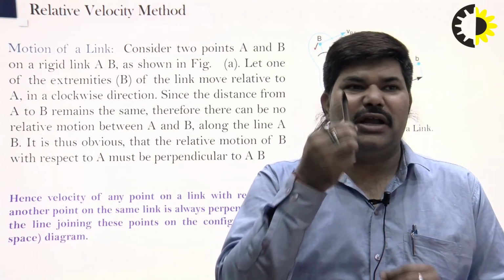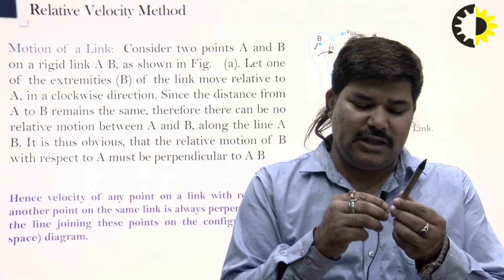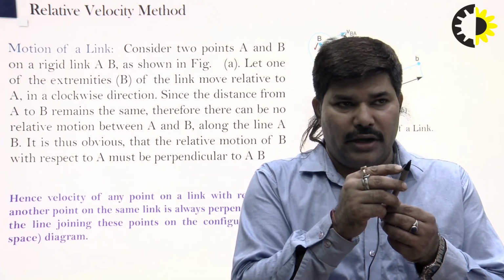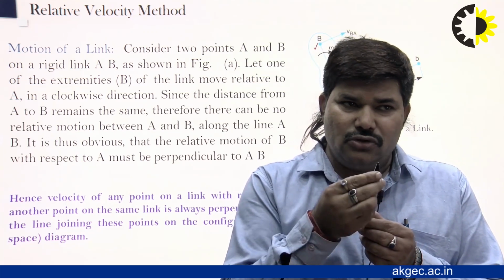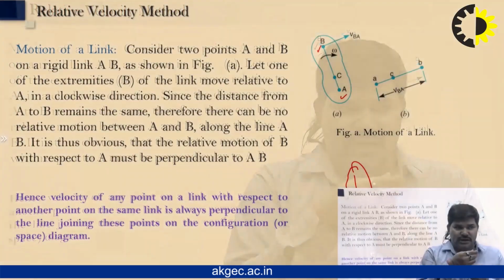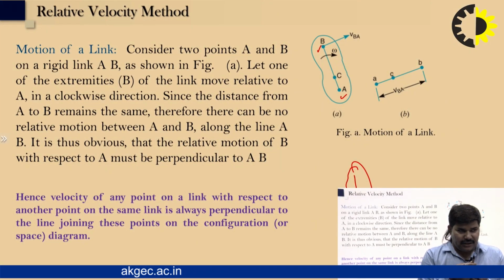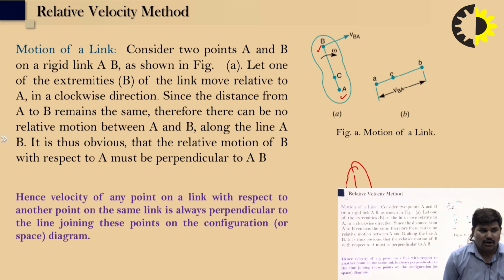This is one rigid link, and on that link you can see the two points A and B. The link moves relative to each other in the clockwise direction. There is no movement along this line because this is a rigid link, and it is thus obvious that the relative motion of B with respect to A must be perpendicular to the link AB. Hence the velocity of any point on the link with respect to another point on the same link is always perpendicular to the line joining these points on the configuration or space diagram.